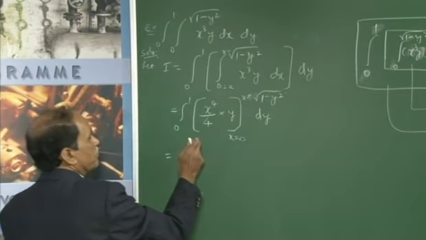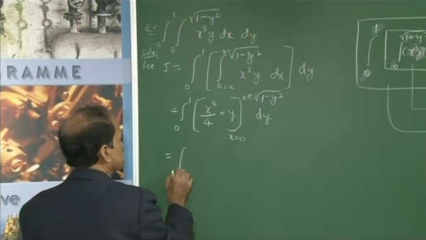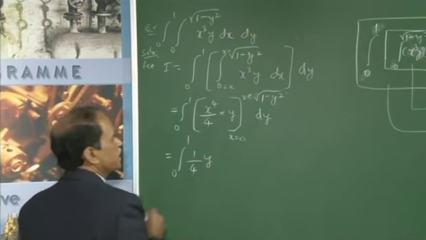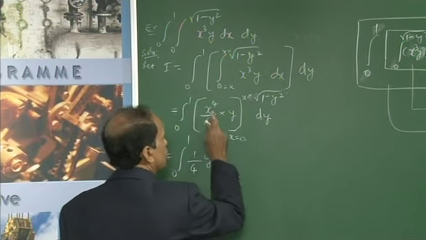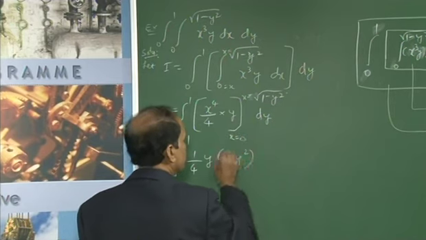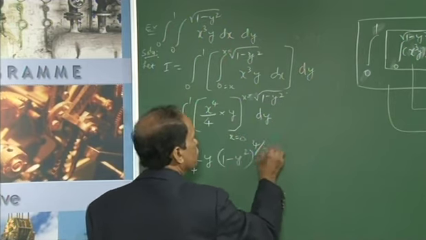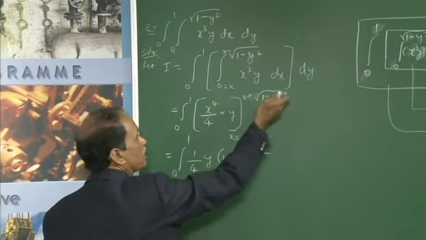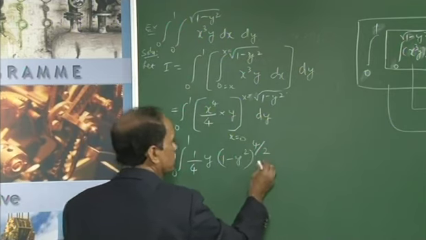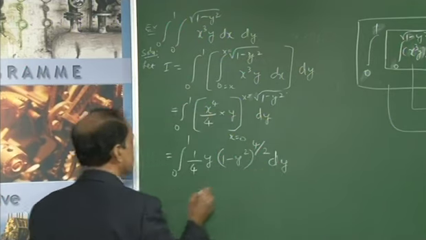then applying the limits with this upper limit and lower limit, that is 0 to 1. 1 by 4 I will keep outside, and also y I will keep outside. I have to apply the limits for this. Then x to the power of 4 is this one: 1 minus y square whole to the power of 4 by 2, because this is to the power half, and applying half to the power 4 means 4 by 2. This must be dy.